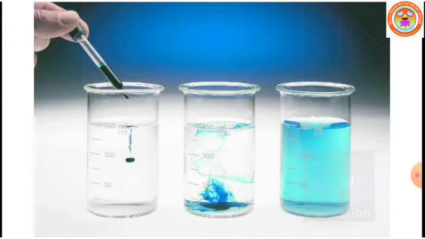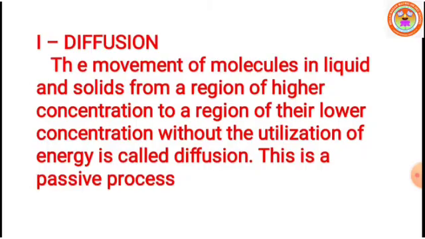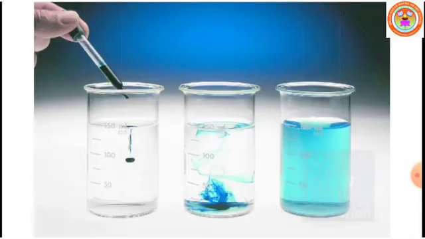This is a passive process. So diffusion is nothing but movement of molecules in liquids and solids from a region of higher concentration. See this picture? A drop of blue dye is added in a beaker containing water. Water is said to be the pure solvent. The dye is called concentrated substance or concentrated solution. The concentrated solution called a dye contains more solid molecules.